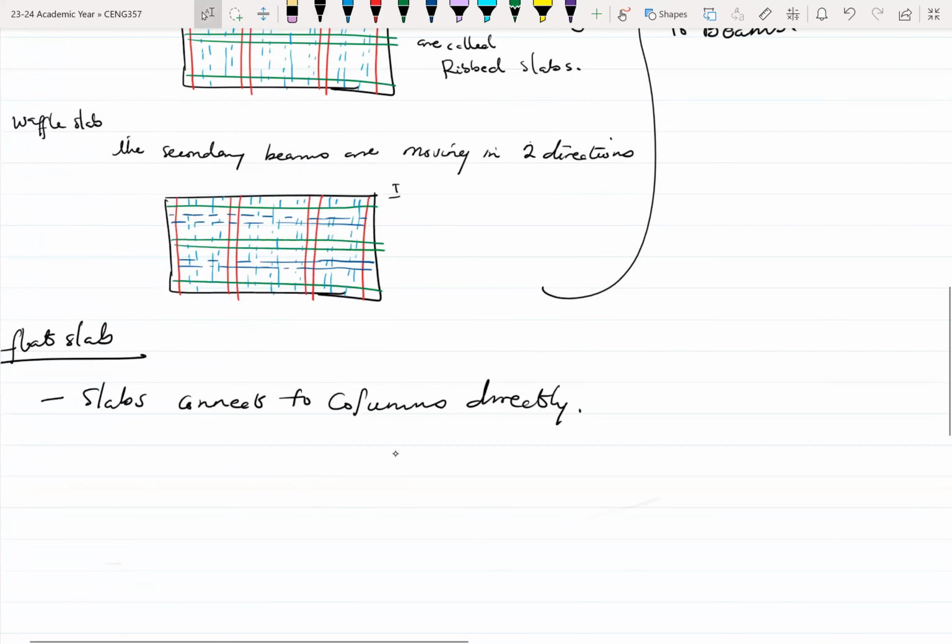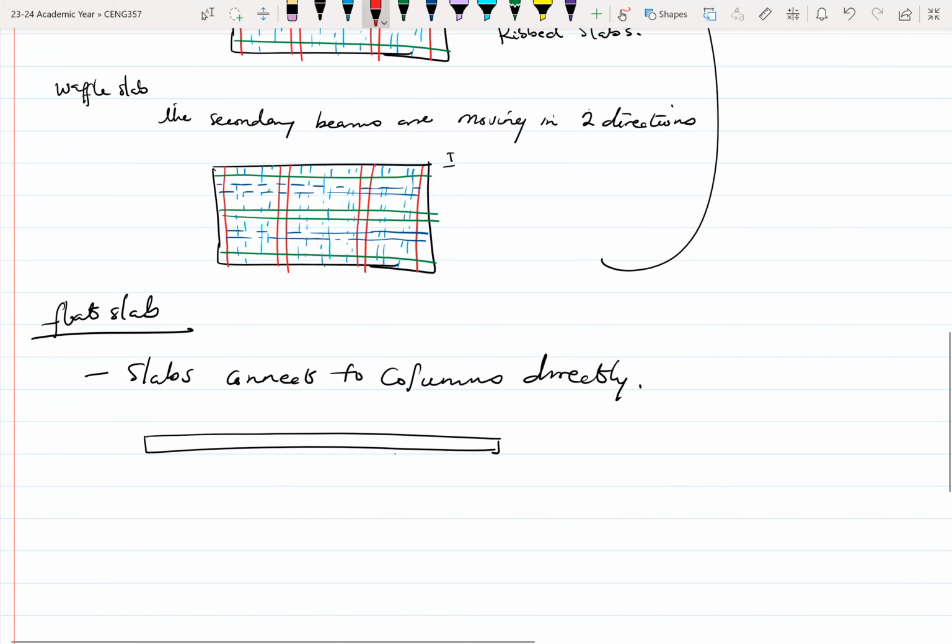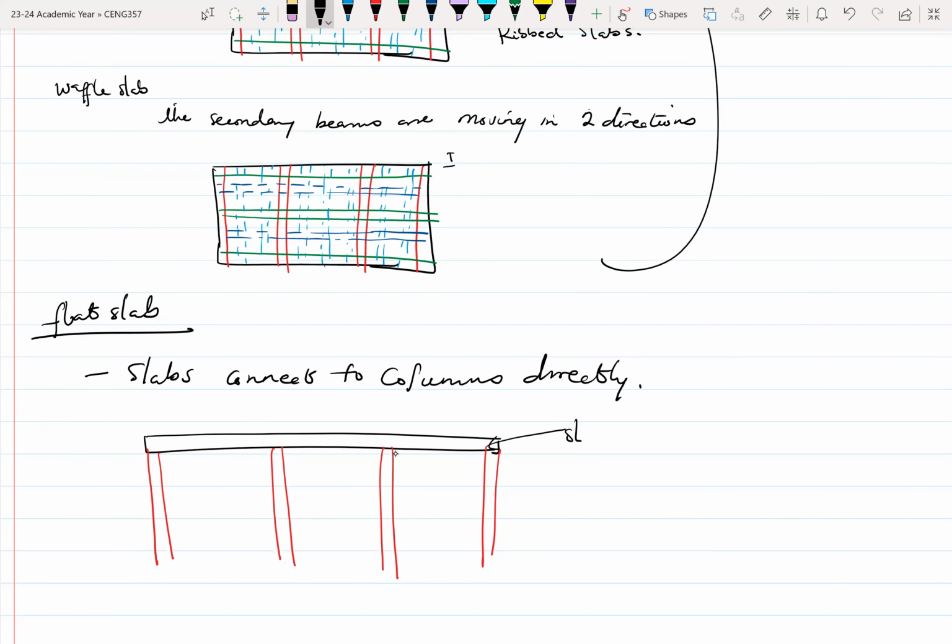Okay, so that's the difference. So usually, if you take a flat slab, you'll see that if this is your slab, instead of beams, you see columns straight away. Okay. You see the columns. So here is a slab.